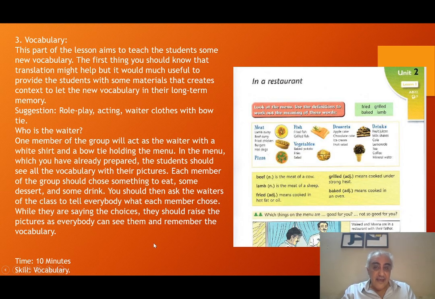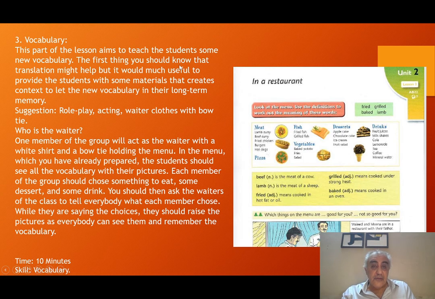All right. Again, remember. Sorry for repeating myself, but this is very important, and I know that some students are so stubborn that they don't listen to me, so they just do what they are convinced of. So now this part of the lesson aims to teach the students some new vocabulary.